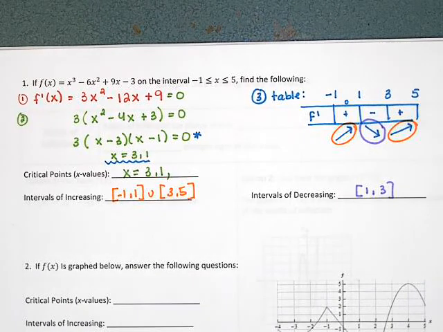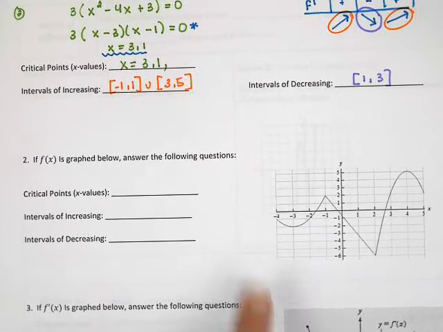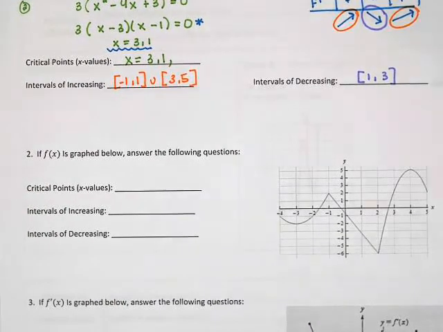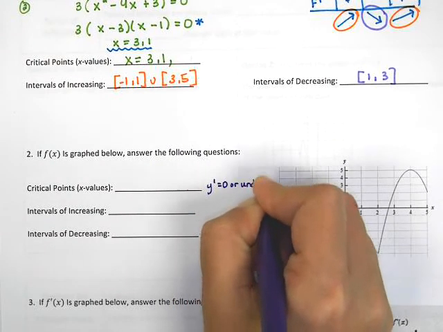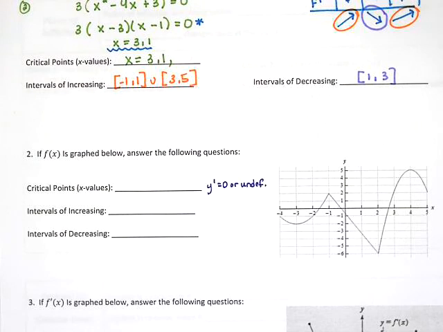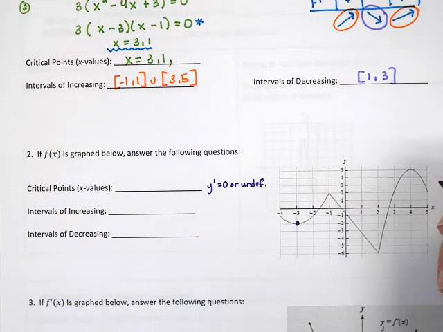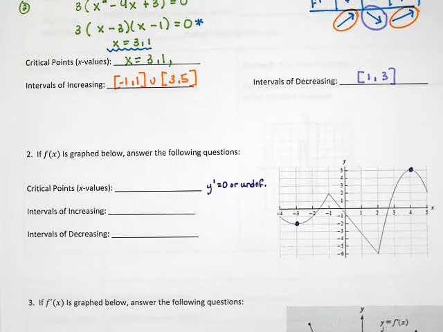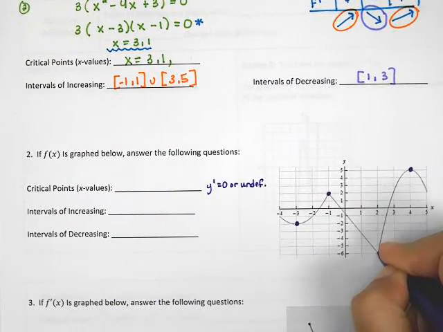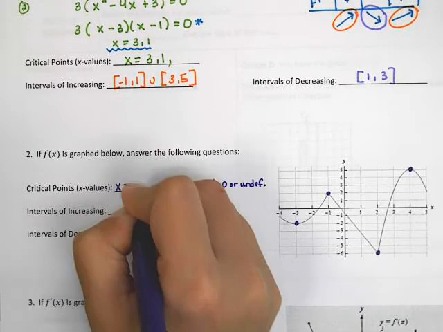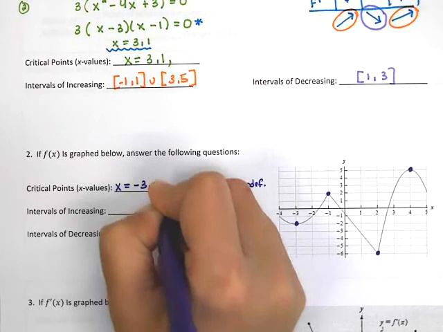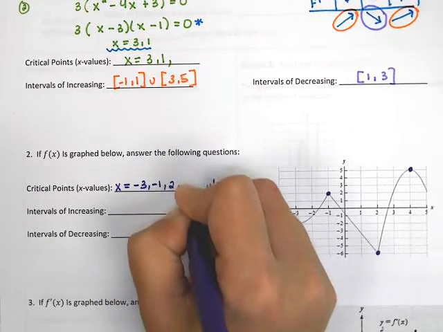Now let's say instead of giving you the equation for f of x, I gave you the function's graph. So instead of the equation, I have the graph. Critical points are the places where y prime is equal to 0 or undefined. So we're looking for maxes and mins or corners, cusps, vertical tangents, etc. Based on this picture, I've got a min here and a max here. I've also got a corner here and a corner here. So the critical points would be all of those places: x equals -3, x equals -1, x equals 2, and x equals 4.